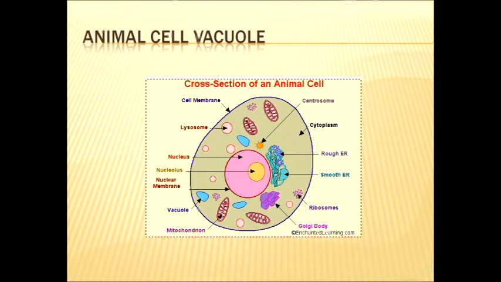Here's a quick little diagram of an animal cell vacuole. It's the cross section of the animal cell. You can see the lysosome, cytoplasm, nucleus, and all that, but the main part is in the bottom left, that small little vacuole that you see right next to the mitochondria. That's what we're looking at right now.